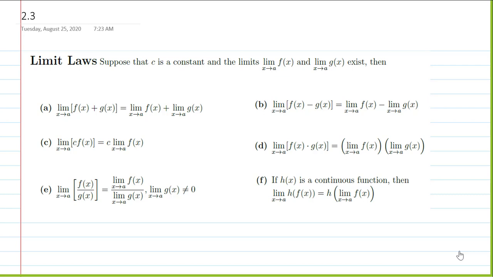So if you have the sum or difference of limits, that's what b is, it says you can just calculate the limits of each of the parts individually and then add or subtract them together. So in other words, the limit of the sums is the sum of the limits, if the limits exist.